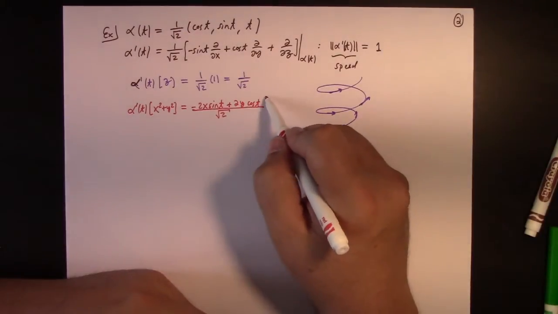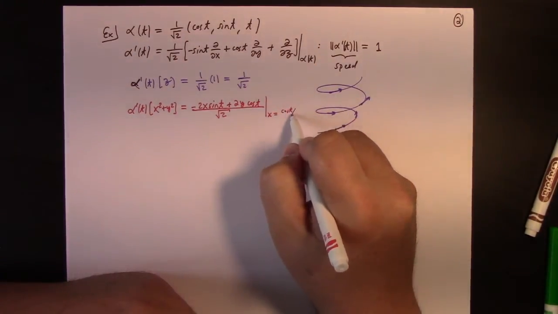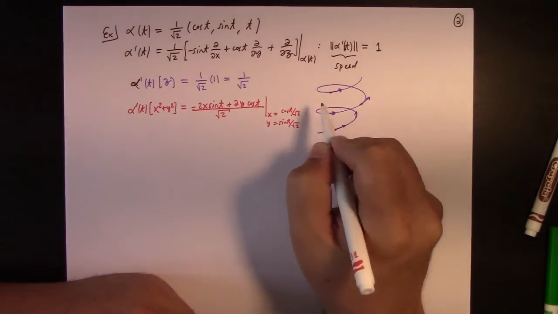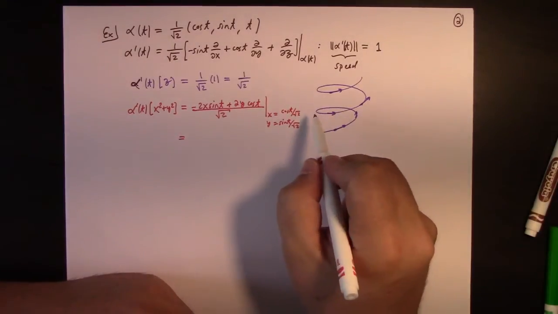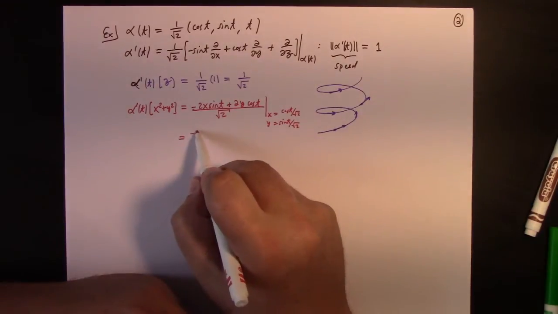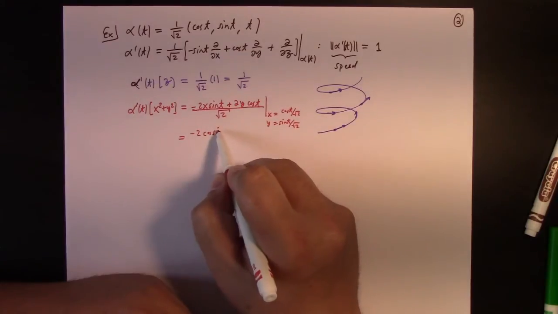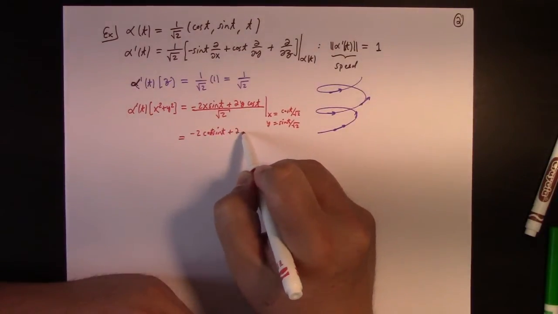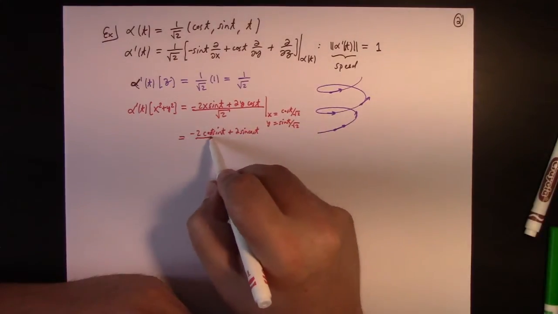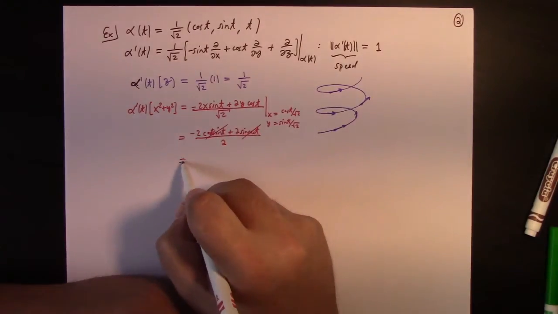Now this time the evaluation is a little more exciting. Here we're going to put x equals cosine t over square root of 2, y equals sine t over square root of 2. And what do we get? Well, we get minus 2 cosine t sine t plus 2 sine t cosine t. And I got a 2 down here, not that it really matters, because these cancel and you get 0.